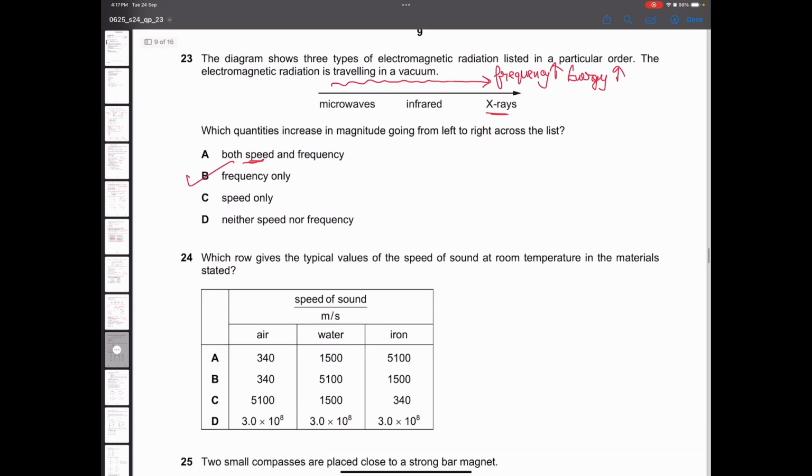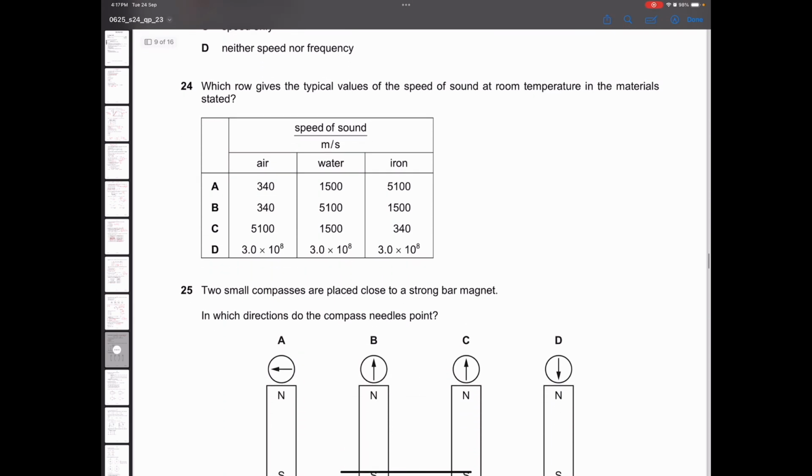Now, next question. You have to tell the speed of sound in different mediums. You know that speed of sound increases with density. Solids are the densest out of solid, liquid and gas, so solids will have the most speed. In iron it will be 5100, in water it is nearly 1500 and in air it is nearly 340. This is the correct answer. The same values are given in the syllabus guide. Just make sure to remember them from the syllabus guide.